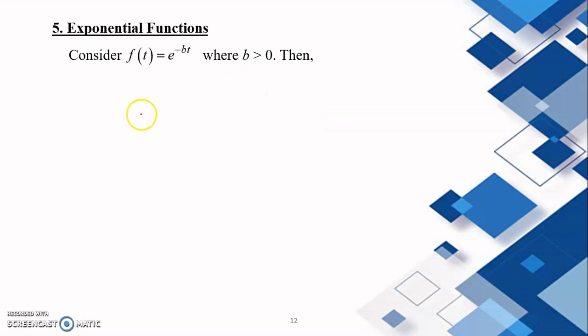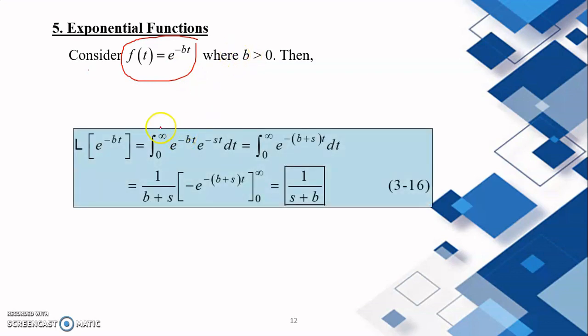We also have the exponential function. I think the exponential function is very familiar to you. So this is an example of an exponential function. Basically, if we have an exponential, what can we derive here? By deriving the Laplace transform for the exponential, we come up with this general expression, 1 over s plus b, where b is the constant in front of t.